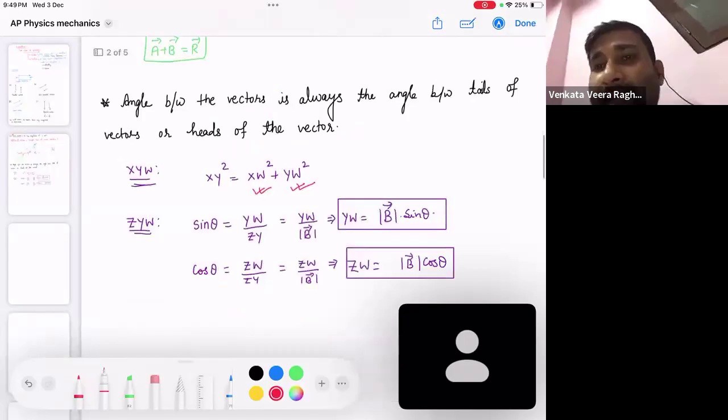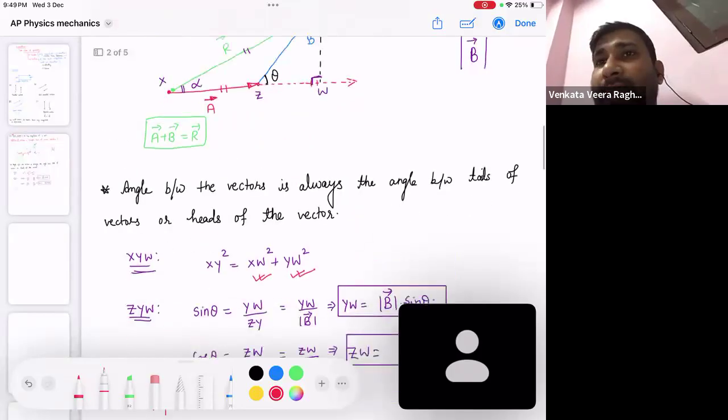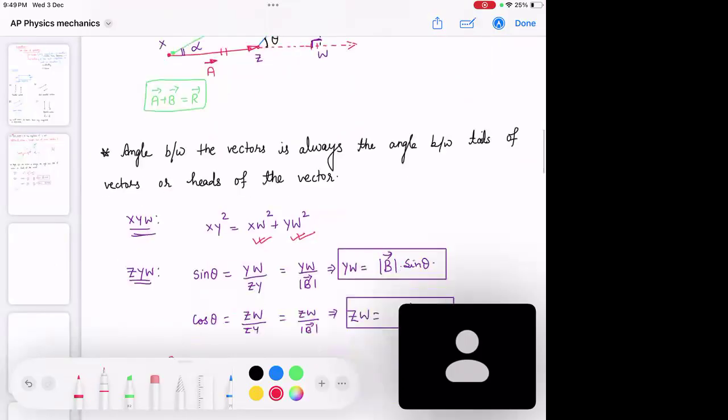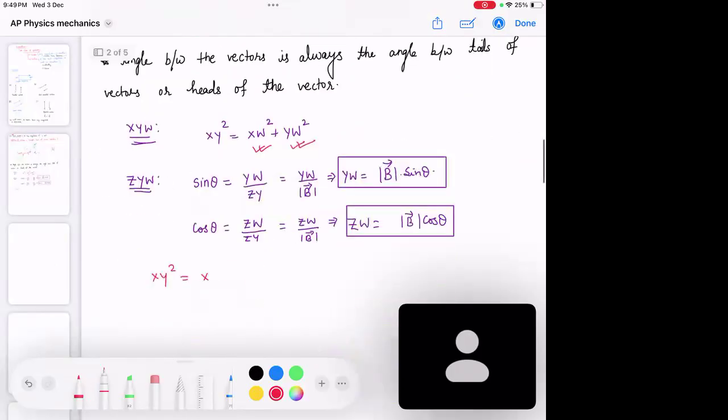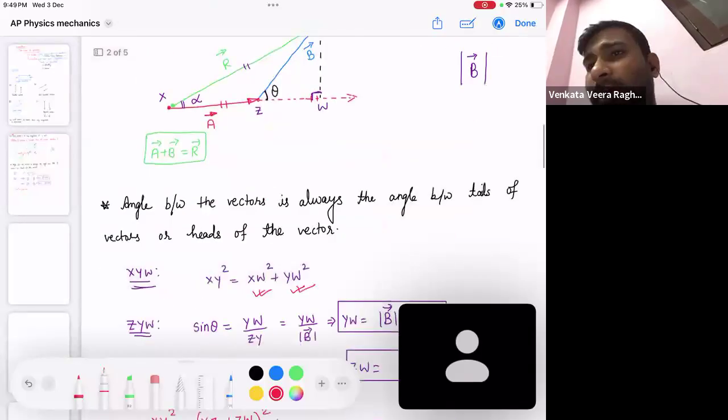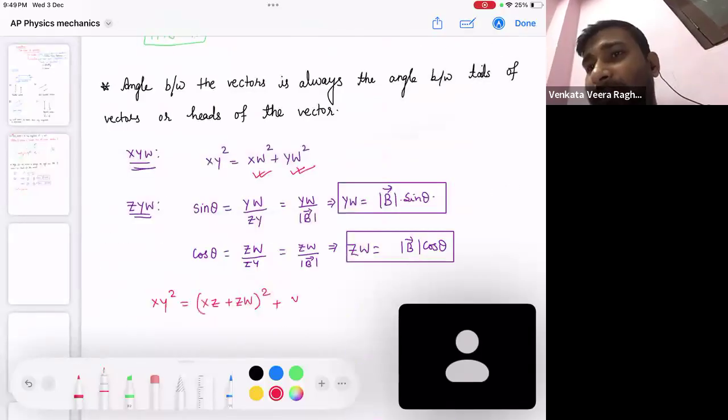So can I write it? XY squared is going to be XW squared, and XW in the diagram is XZ plus ZW. So (XZ plus ZW) squared, plus YW squared. YW we have already calculated, we will put the values. Now check it. XZ is what?